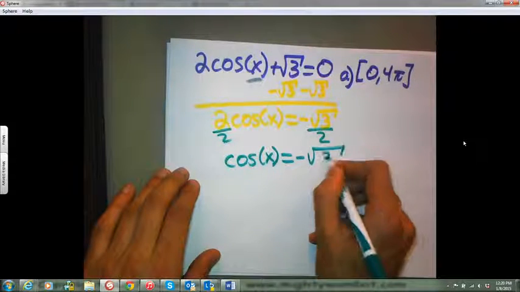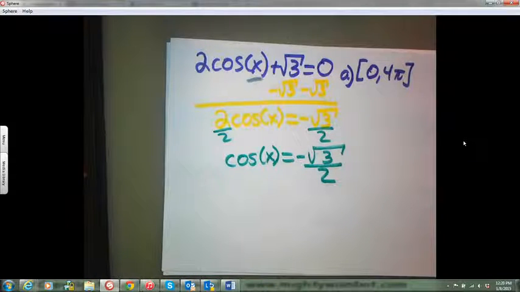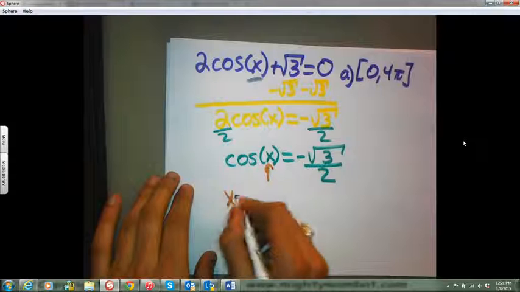Who's doing fine in my class? Cosine of x equals negative root 3 over 2. So now just ask yourself, this just goes back to knowing the unit circle. That's why I said from day one, you got to know it. What angle goes here that gives me a cosine of negative root 3 over 2? There are two angles. Everybody must know this.